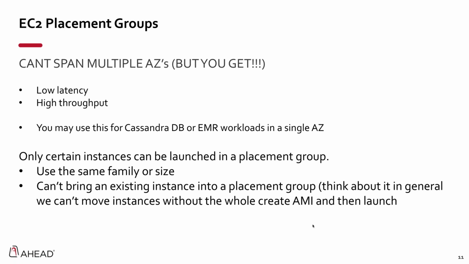But that said, you can architect everything within a placement group to have incredibly high throughput and incredibly low latency from a networking perspective. This is really good for Cassandra databases, perhaps EMR workloads, and really good for anything that's very latency sensitive, because what you're going to be running across is this 10 gig networking backbone within one AZ of Amazon's data centers. So really, really high performance, right?